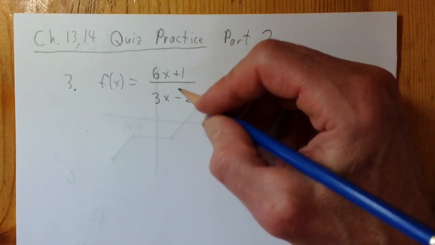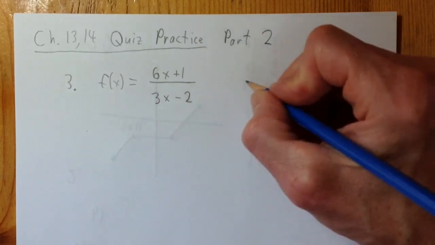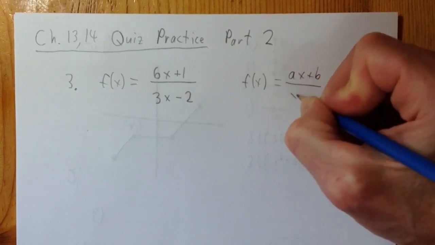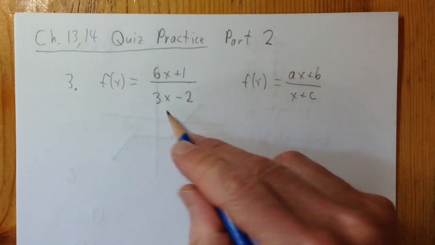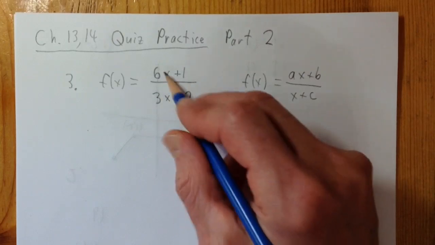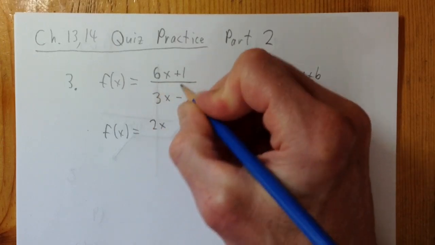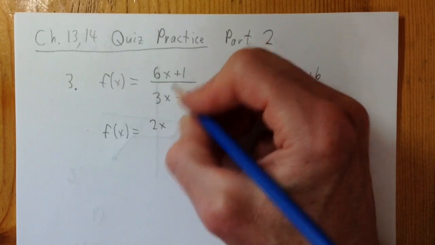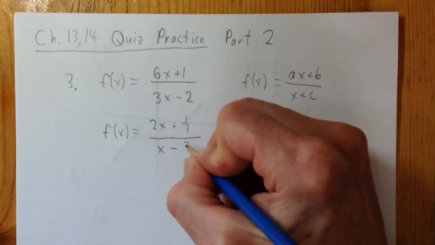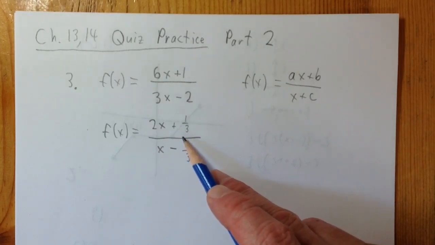Okay, so how do you do that? First thing you do is, if the x on the bottom has a number next to it, you've got to get it by itself, because we want to write it in the form f of x is equal to (ax plus b) over (x plus c). In mine it does, and in yours it does too, so we've got to get rid of that. So we divide everything, top and bottom, by 3. Our new f of x is equal to 6x divided by 3 is 2x, 1 divided by 3 is 1/3, 3x divided by 3 is x, that's the whole idea, then minus 2/3. Okay, so this is what we want to graph.